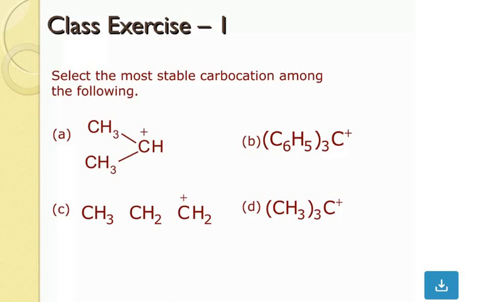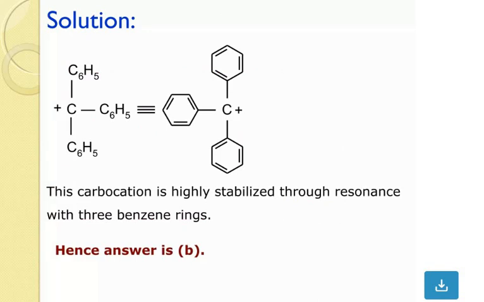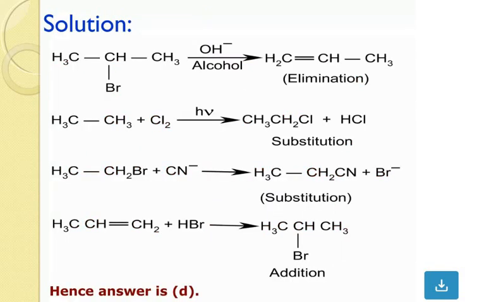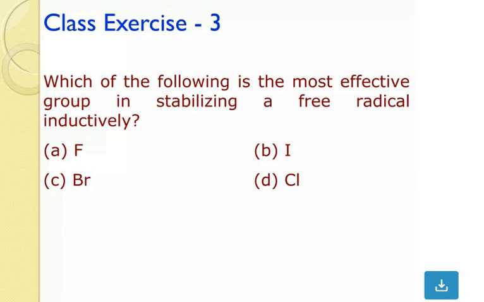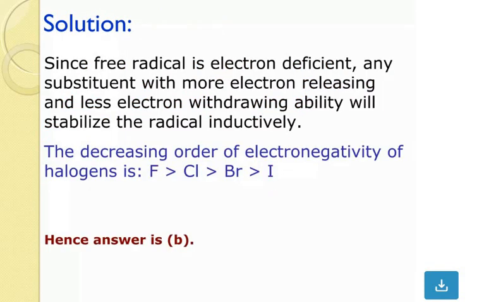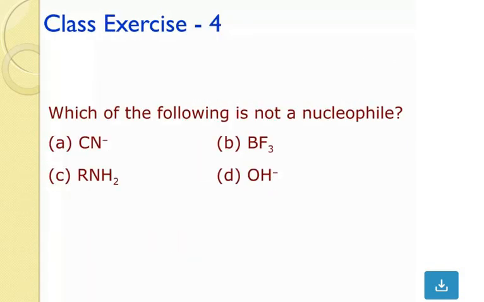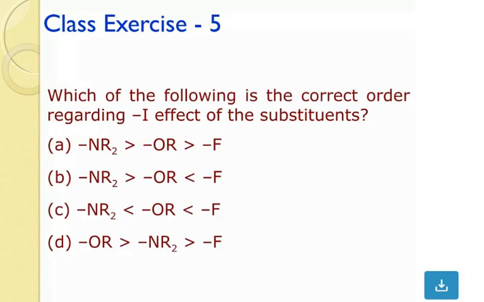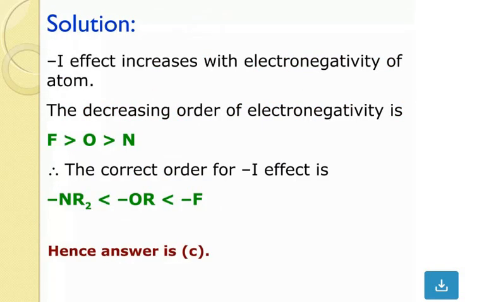Class exercise: select the most stable carbocation among the following. Solution. Which of the following is an addition reaction? Solution. Which of the following is the most effective group in stabilizing a free radical by inductive effect? Solution. Which of the following is not a nucleophile? Solution. Which of the following is the correct order regarding the minus I effect of the substituents? Solution.